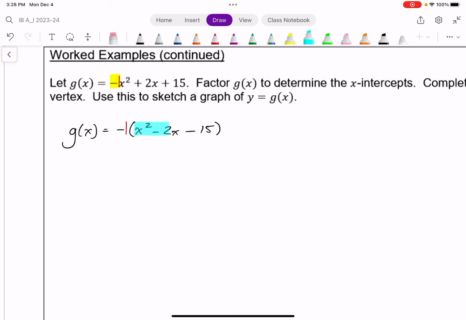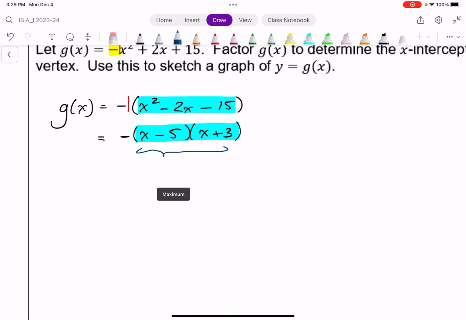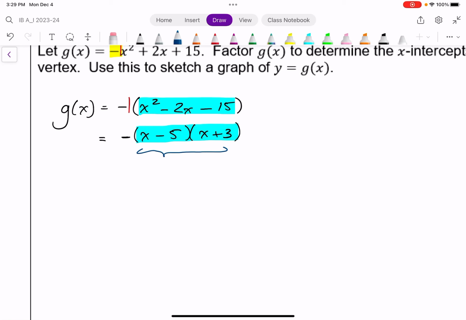And this here is a pretty standard trinomial. I just need to think about two values that multiply to -15 and add to -2. And I have my factors, and those two integers are -5 and +3. And don't forget I have a factor of -1 in the front as well. And so now that I factored g of x, I can see the x-intercepts. The x-intercepts must be at +5 and -3.